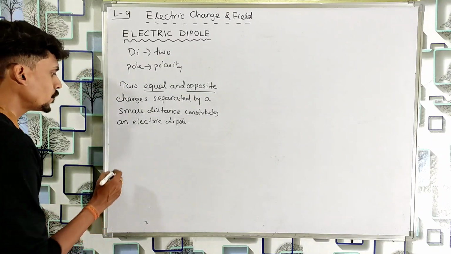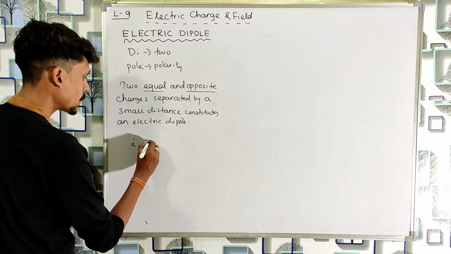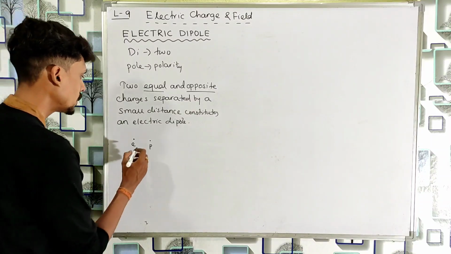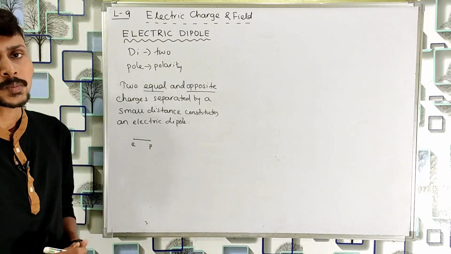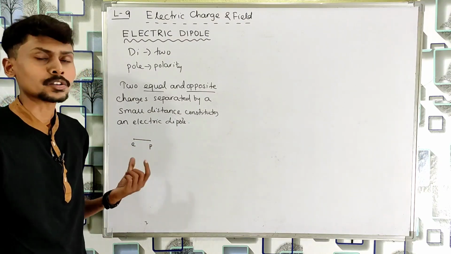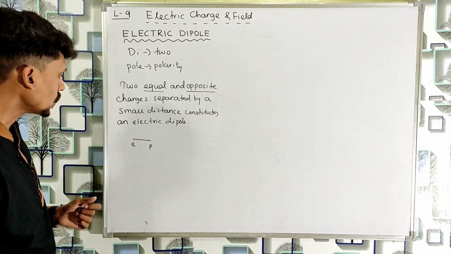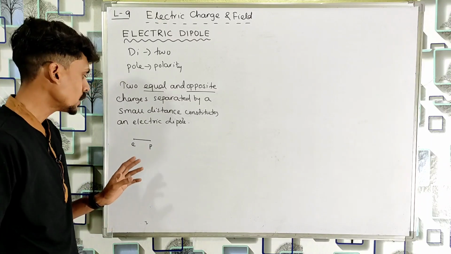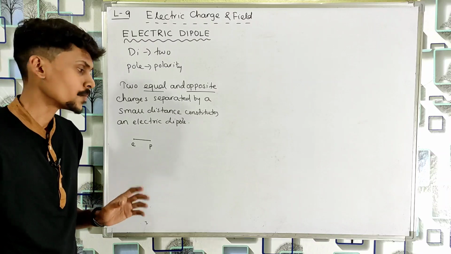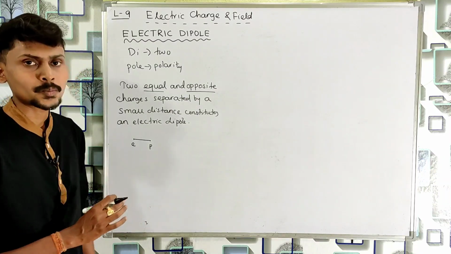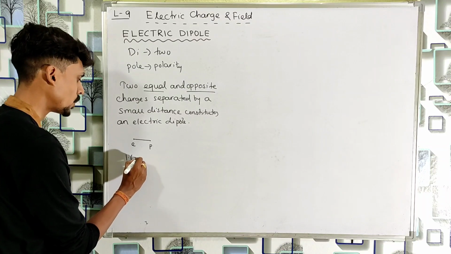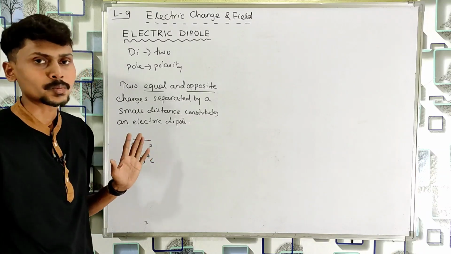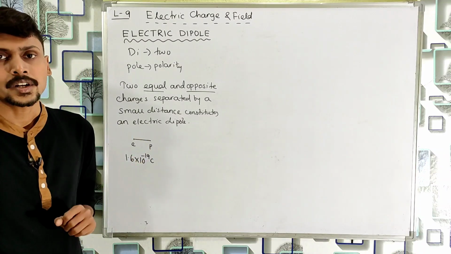For example, if you take an electron and a proton, and there is some distance between the two charged particles, then this will constitute an electric dipole, because we know that electron is negatively charged, proton is positively charged, but the magnitudes of their charges are same. The magnitude is 1.6 into 10 to the power minus 19 coulomb. Electron is negative and proton is positive. So this is an example of an electric dipole.